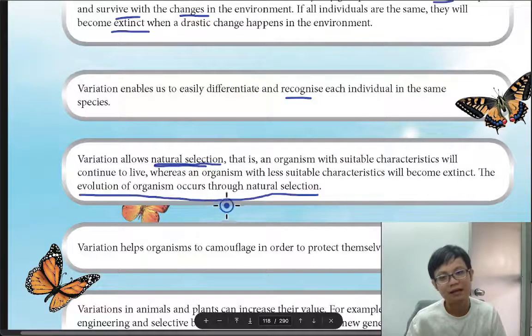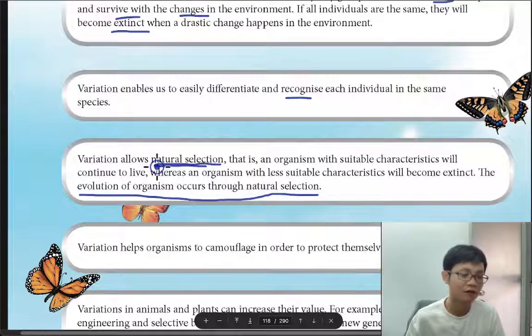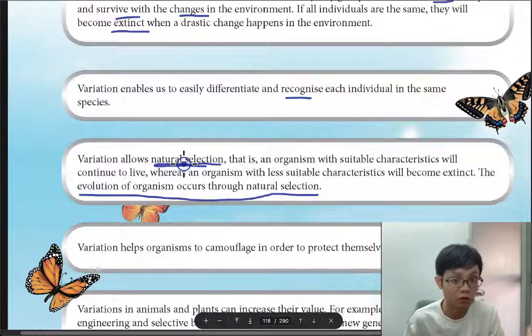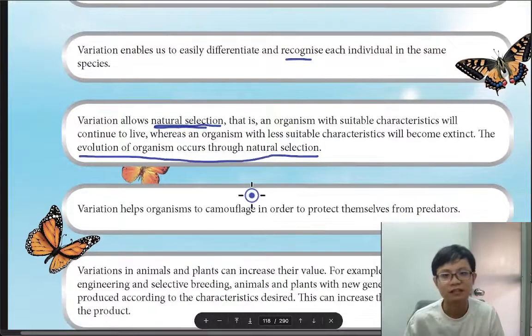Maybe in the world system also like that, right? The rich will usually live longer, happy. The poor, when they die also, people don't know. So this is the natural selection.